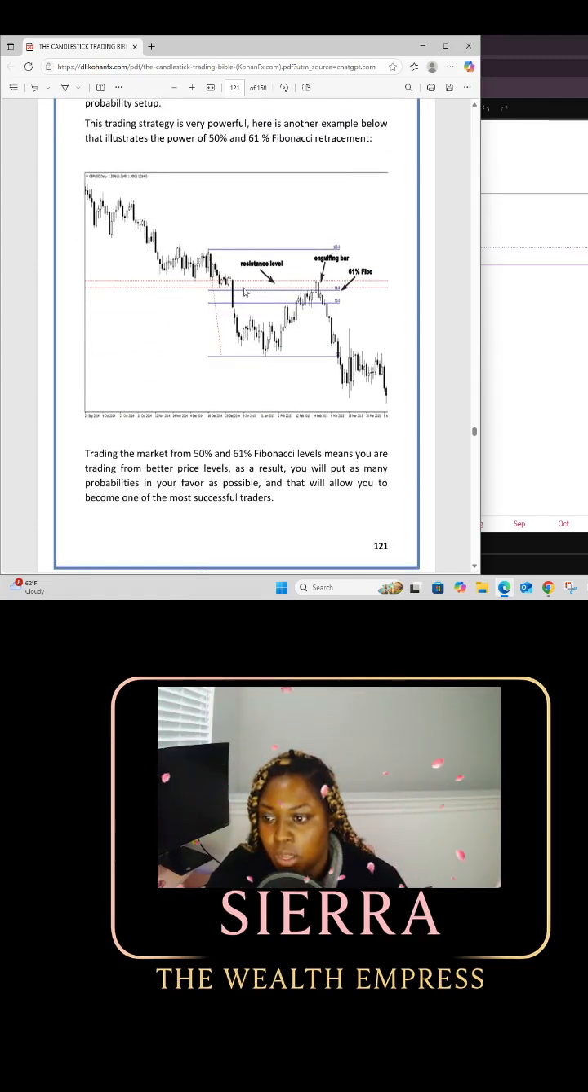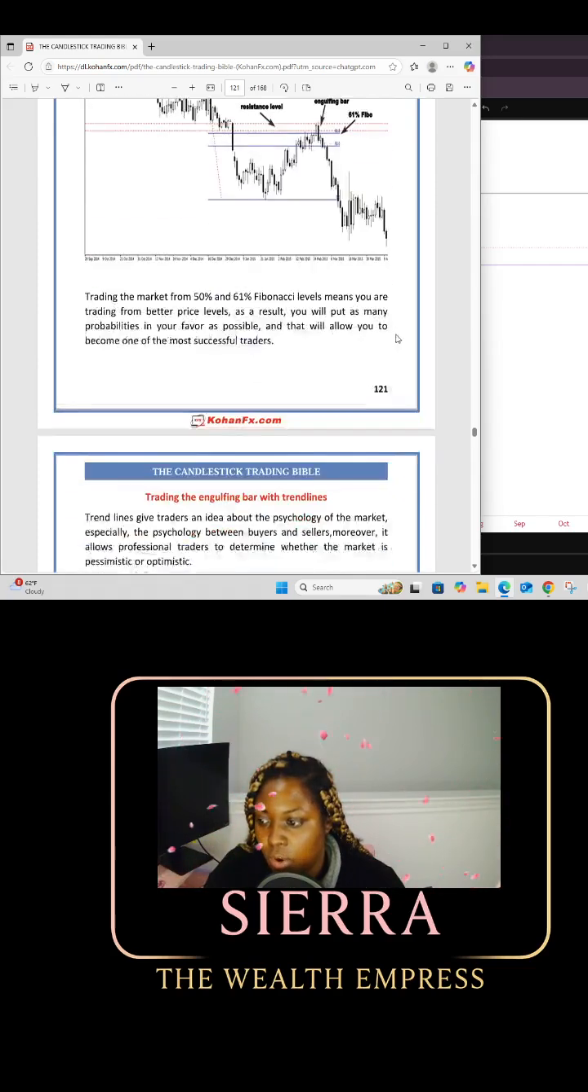So this was support right here. Price rejected it, traded up, and then it broke through, came back and retested. This is why I love a good break and retest. It came back and retested it, and now it becomes resistance. We got an engulfing bar, 61.8 on the Fibonacci retracement tool, and then price traded lower.